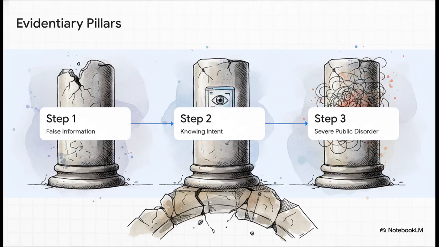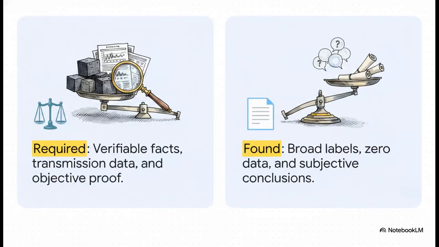First, they have to prove the information shared was demonstrably false. Second, they must prove knowing intent, meaning the defendant actually knew it was false but went ahead and shared it anyway. And third, they need to prove this action caused severe public disorder. Make no mistake, if any of these pillars are missing, the whole legal structure just collapses. And this tension is at the very core of the AI's analysis.